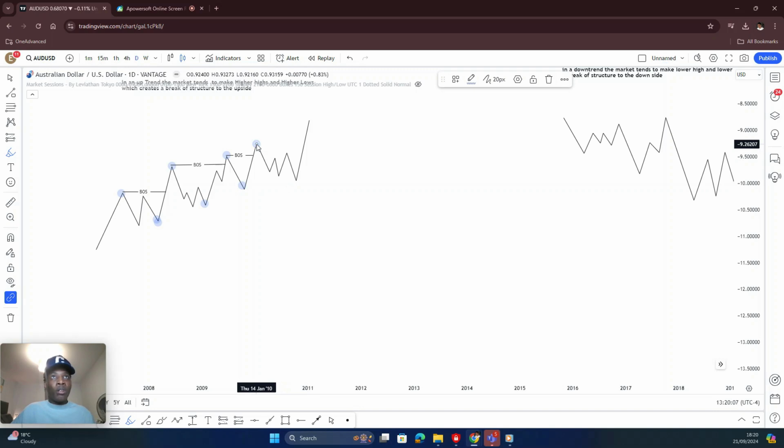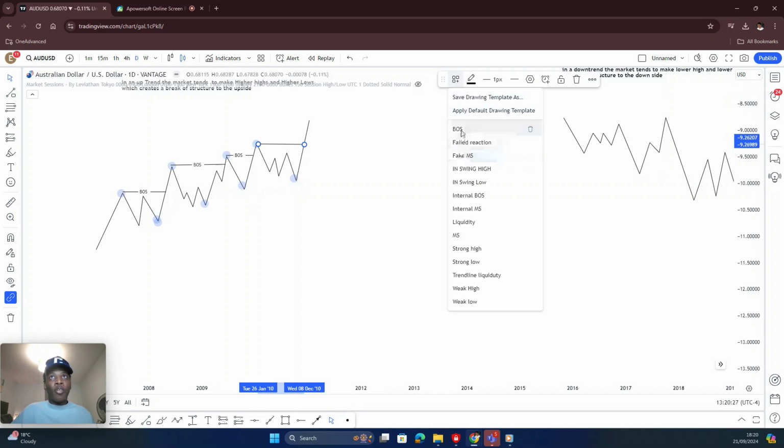And now we need to identify the point that broke the most recent break of structure. Was it this point? No, it wasn't. Was it this point? No, it wasn't. Was it this point? Yes, it was, because this point caused price to break structure to the upside, right? So then we're going to come through and mark this as our valid break of structure.